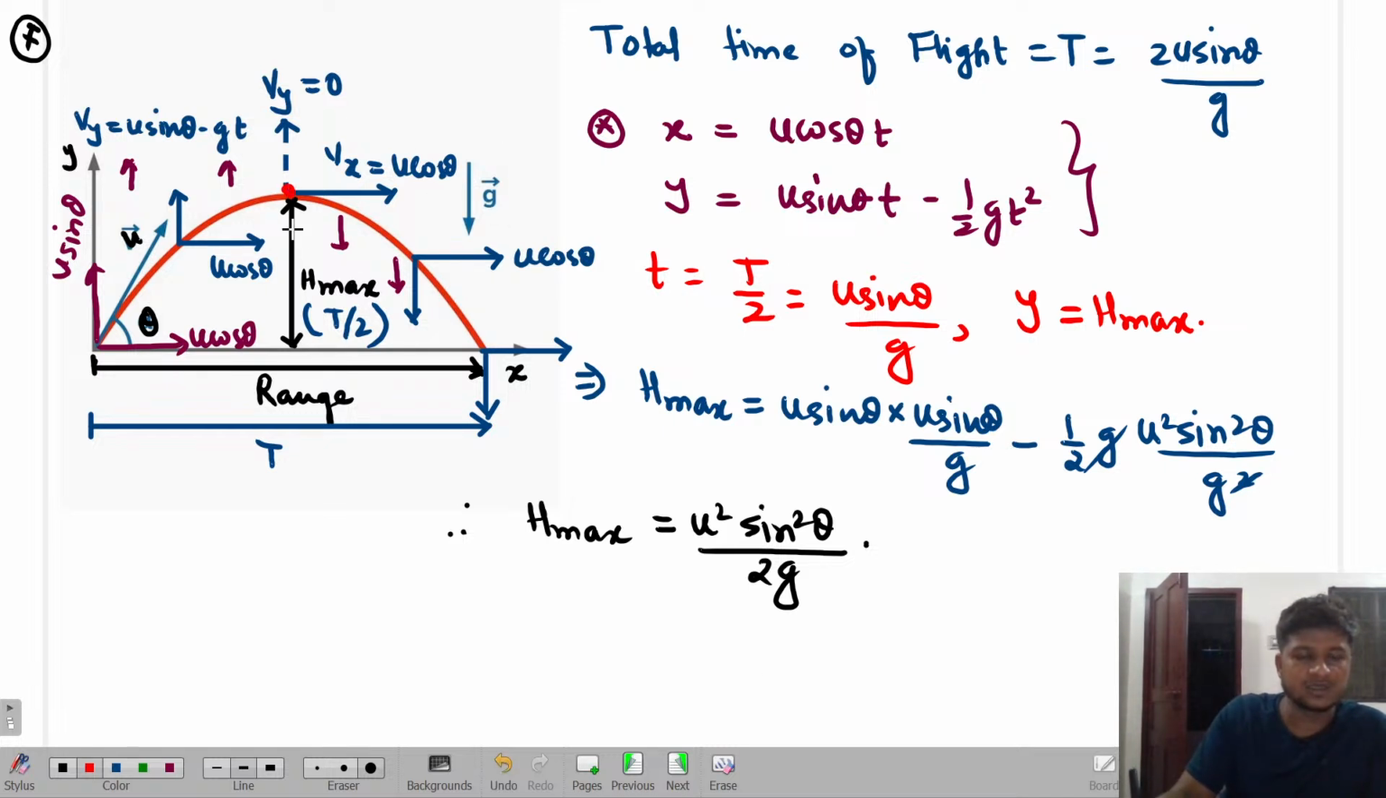If you look over here, at the maximum point, at the maximum height, velocity is specifically zero in the vertical direction, but not zero along the horizontal. So in NIT 2017, there was a question: does the kinetic energy of the projectile become 0 or not? Remember that the kinetic energy of a projectile never becomes 0.